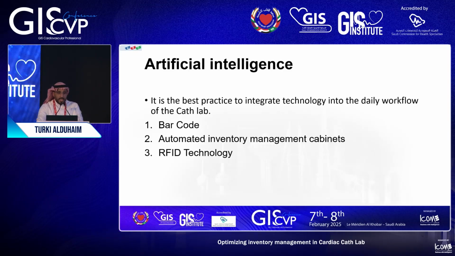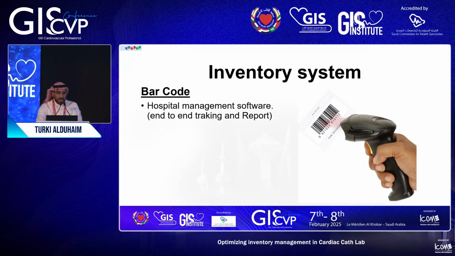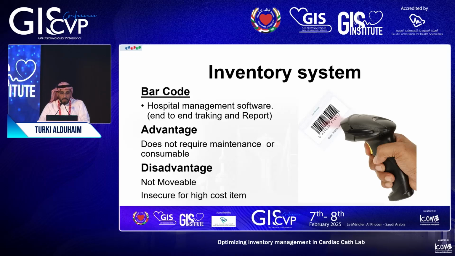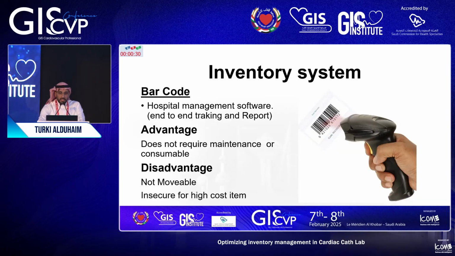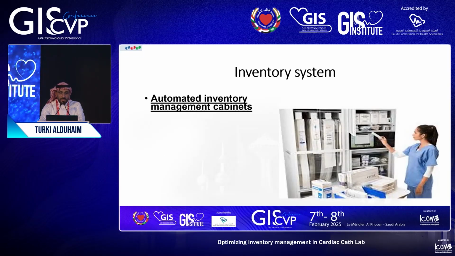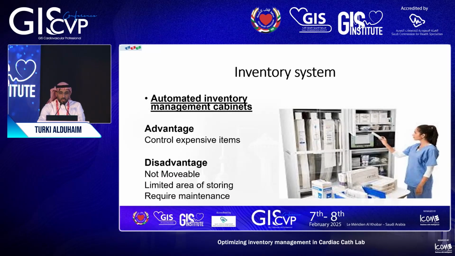Artificial intelligence is the best practice to integrate technology into the daily workflow in our cath lab. There are three ways to do it. First is the barcode, for which you need just a PC, and it doesn't require maintenance or consumables. The disadvantage is that it's not movable and insecure for high-cost items. Second is the automated inventory management cabinet. The advantage is that it can control expensive items.